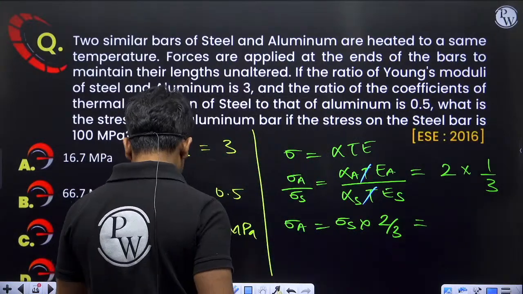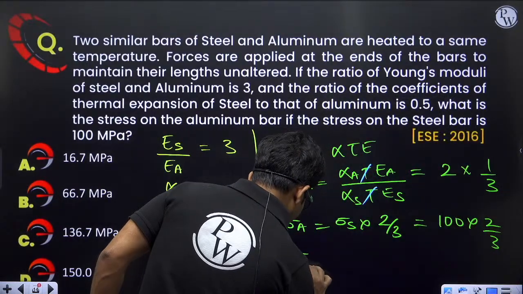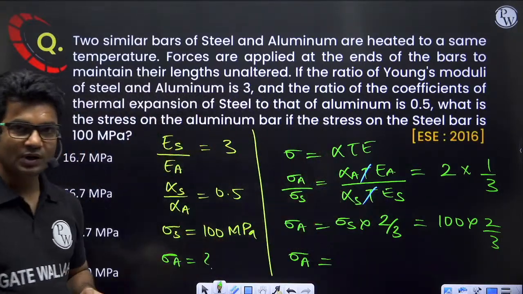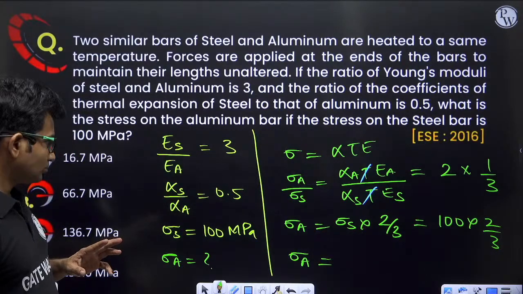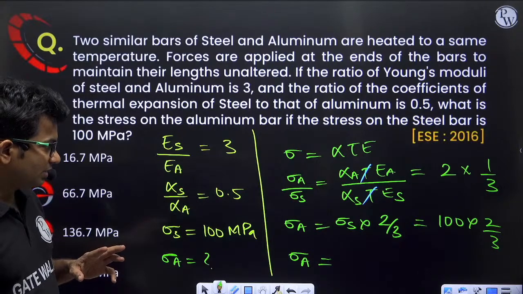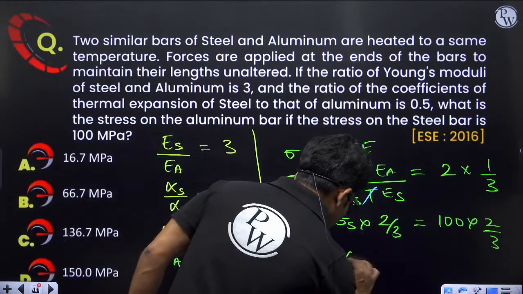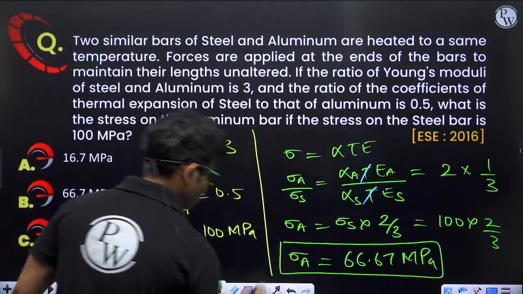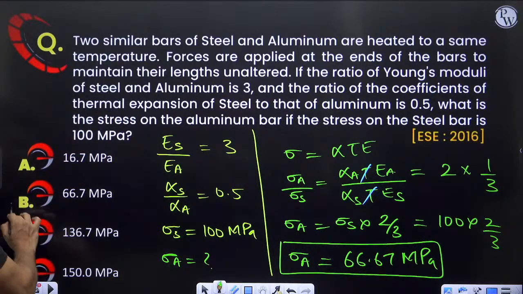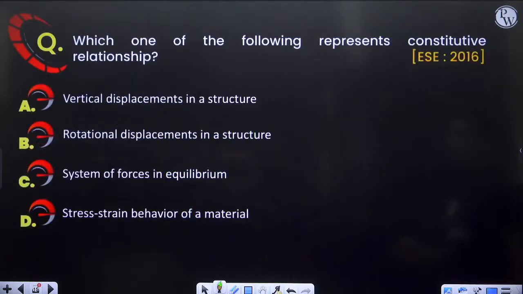What is sigma S? Sigma S is 100 megapascal. So 100 into 2 by 3. So sigma aluminium will be equal to 200 by 3, that means 66.67 megapascal. The correct answer will be option B. Clear? Yes. Let's move on to the next question.